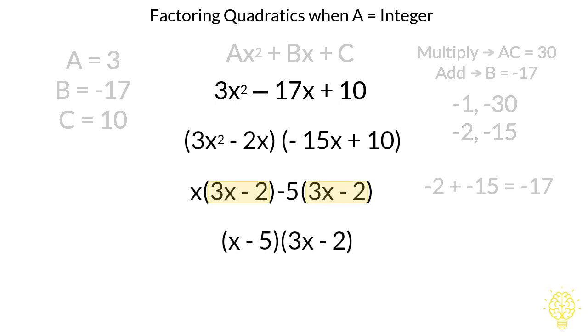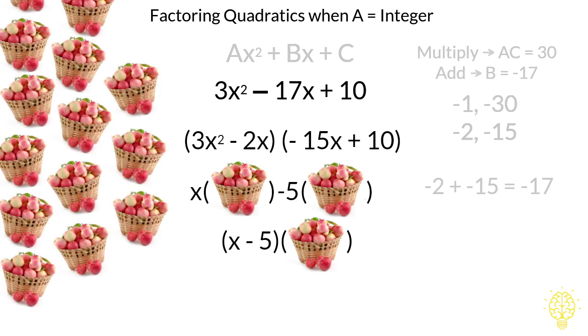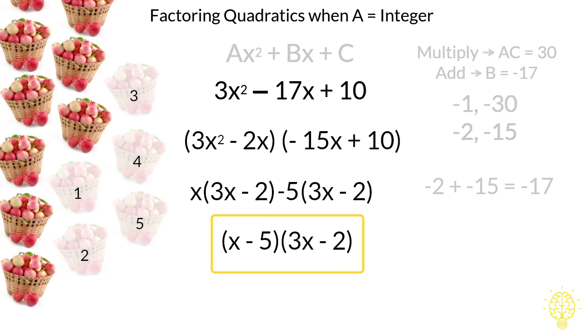Instead of 3x minus 2, think of it as a bag of apples. If I had x bags of apples, and then I lost 5 bags of apples, how many bags of apples would I have altogether? I would have x minus 5 bags of apples. So because the terms inside the parentheses were the exact same, just like our bags of apples, we were able to combine them together and rewrite our expression so it looks like this. X minus 5 times 3x minus 2. And that's our final answer.